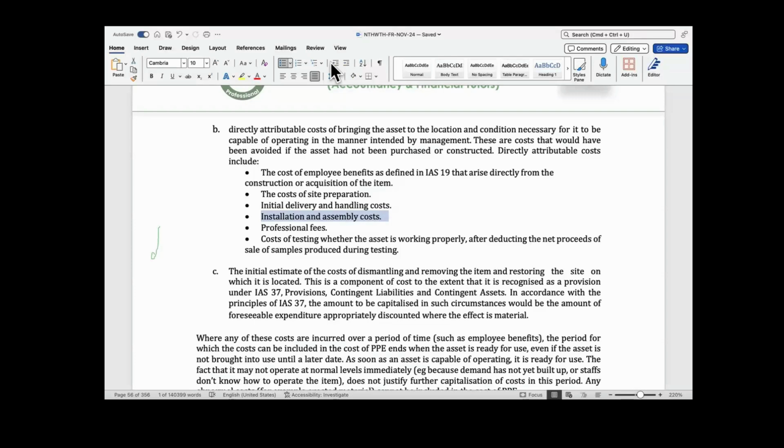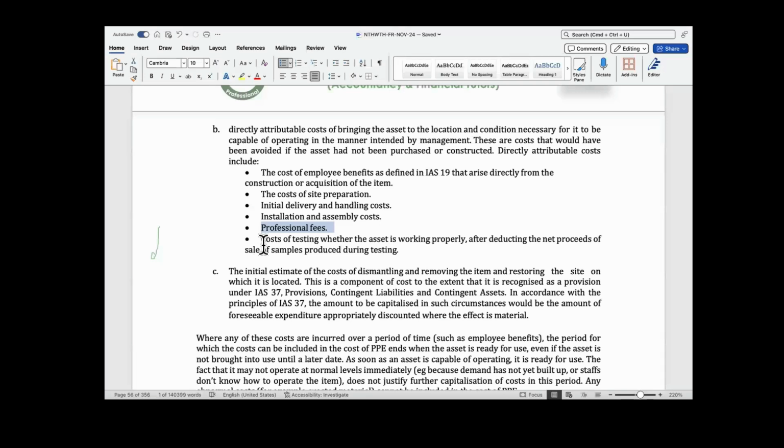Professional fees. If you have to pay maybe a lawyer, maybe an architect, maybe an engineer, any professional that you know you need to pay, maybe you need to sign an agreement depending on the nature of the asset in question. Maybe you will need an architect to do some drawings before you start construction. Maybe you will need any professional you have to pay, that if you don't incur that cost, the asset will not be ready. Professional fees, capitalize it.